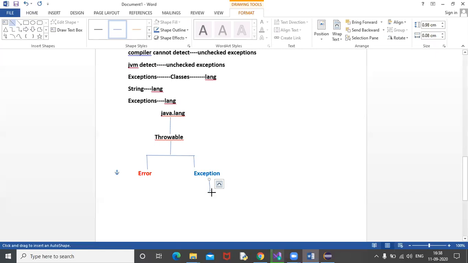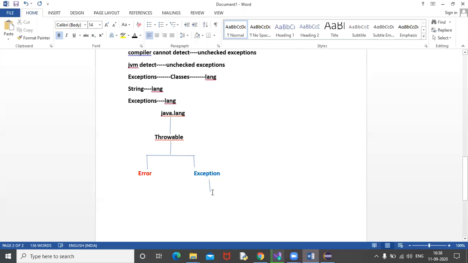But as far as exceptions are concerned, the list is very big, somewhere around 48 in number. First one, arithmetic exception. We will discuss each and everything slowly. Number two, array index out of bounds exception. You know the arrays concept also.